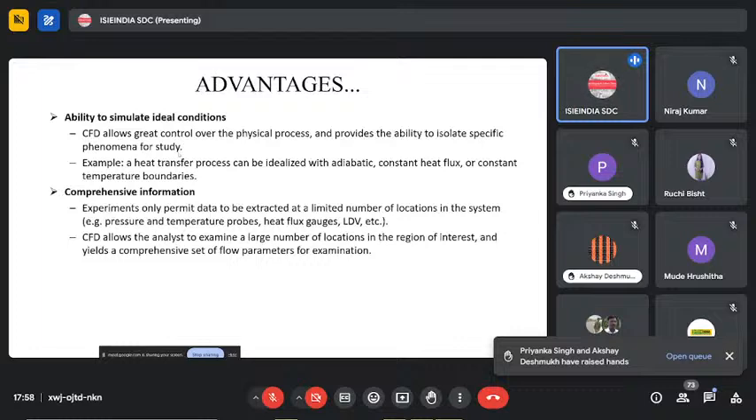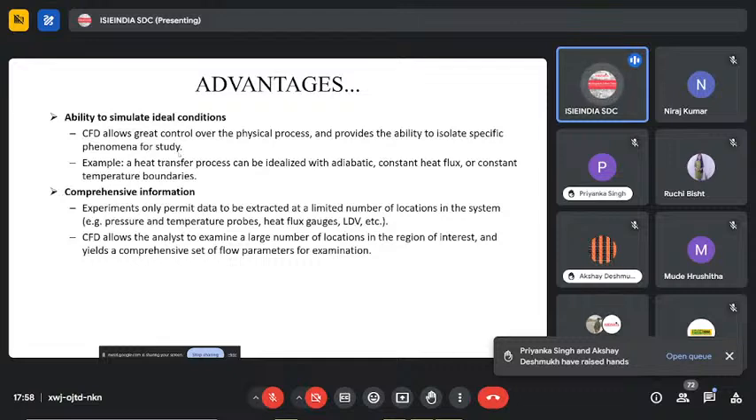Now, in an ideal scenario also, CFD analysis has the ability to simulate the domain or the product we want to analyze. CFD gives precise control over the physical process that is being simulated. This control allows them to isolate and study specific phenomena without the interference of external factors.